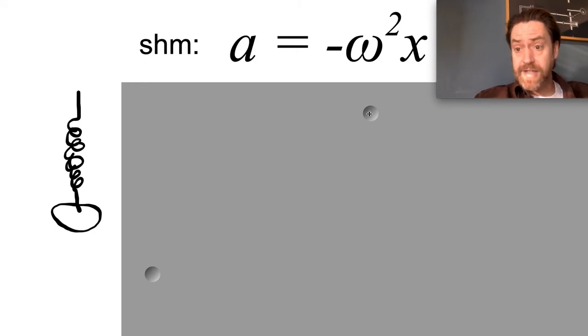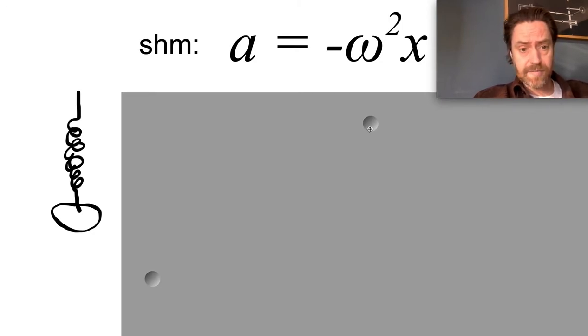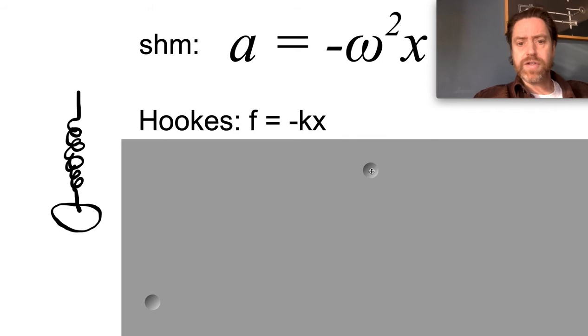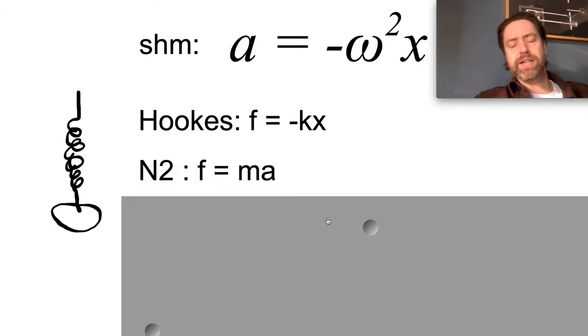Then I'm going to write down the other things that I said a minute ago. So one of the things I said was Hooke's law, F equals minus kx. Always true for a spring that's not extended beyond its elastic limit. Not quite true, but almost true. I'm also going to jot down Newton's second law, F equals ma.